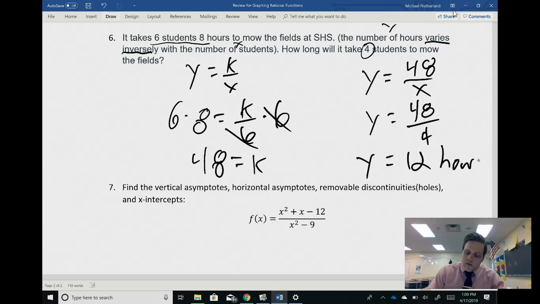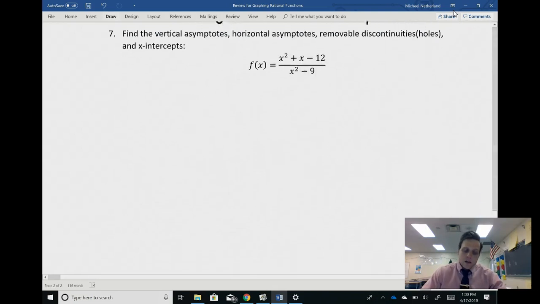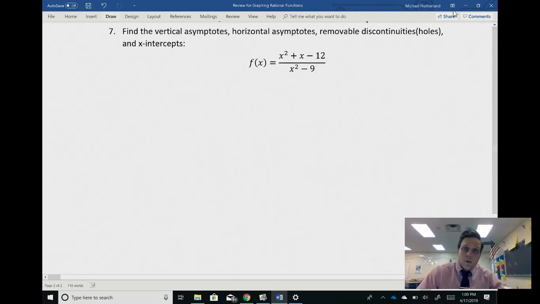So it will take 4 students 12 hours when it took 6 students only 8 hours. All right, moving on. Number 7. Find the vertical asymptotes, horizontal asymptotes, removable discontinuities, and x-intercepts. Whew, lot to do on this problem.